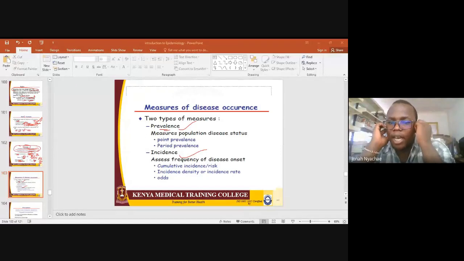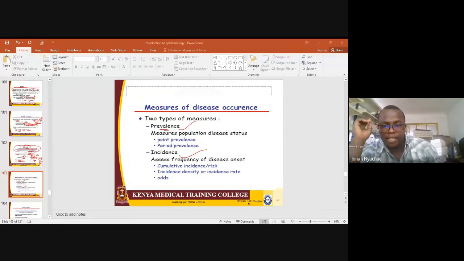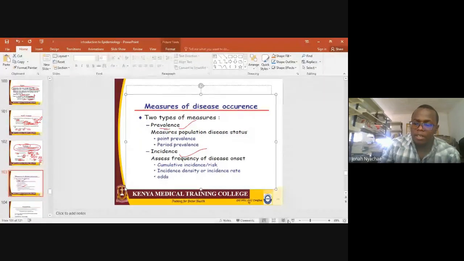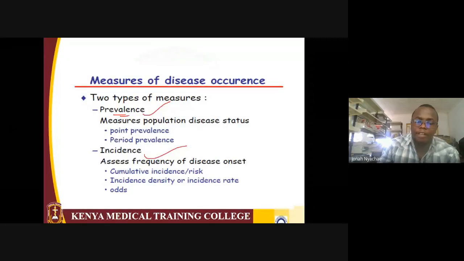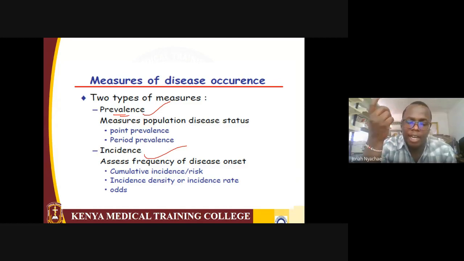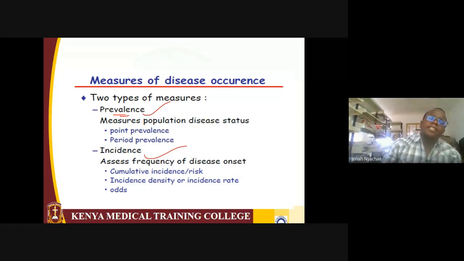Basically, I can interpret that silence means that we are together. So we go further and talk about the prevalence and the incidence, the measures of disease occurrence. Occurrence is something appearing. We have two types of measures that you can use, and that is prevalence and incidence.